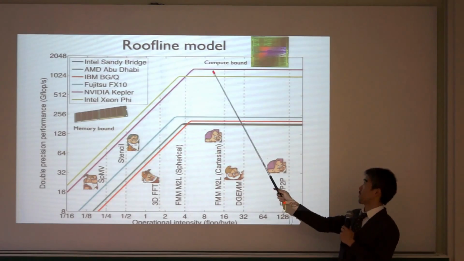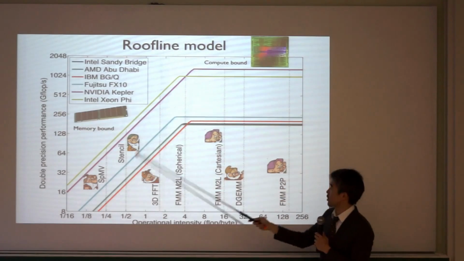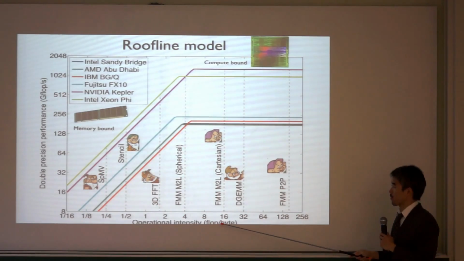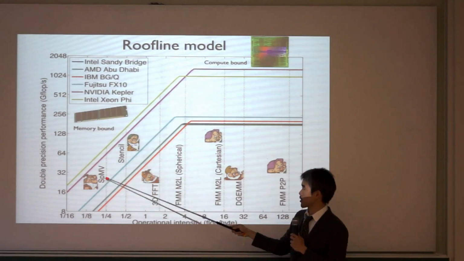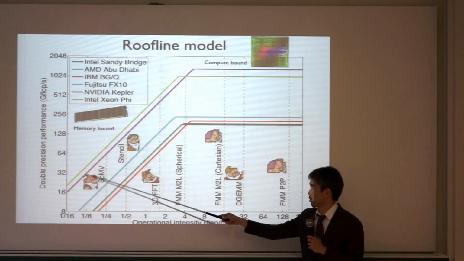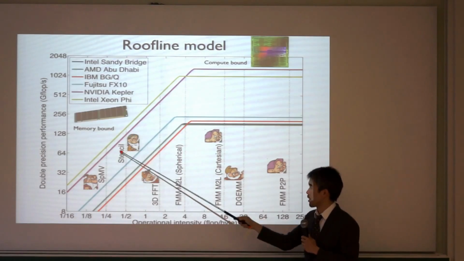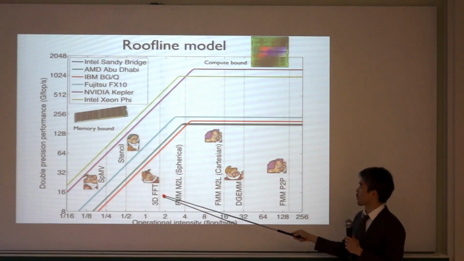So you can't go any faster because you don't have enough transistors to crunch numbers anymore. But until you get there, you want to do as many floating point operations per data you've loaded. And if you look at sparse matrix vector multiplication, it's right here. So this dwarf. Stencil code, if you use a high order stencil, maybe here. 3D FFT, somewhere around here.